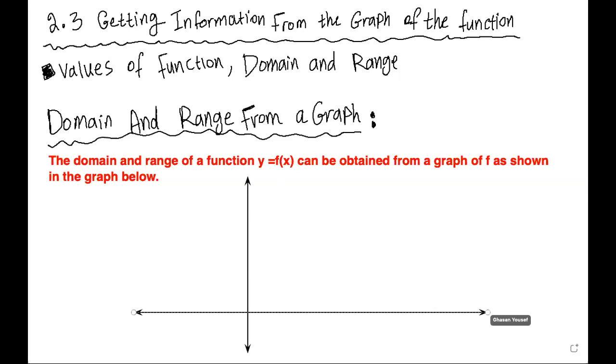Again, okay, so I have this picture, this is the graph. Here, this is my y-axis, and this is my x-axis. And the graph looks like this, something like that.